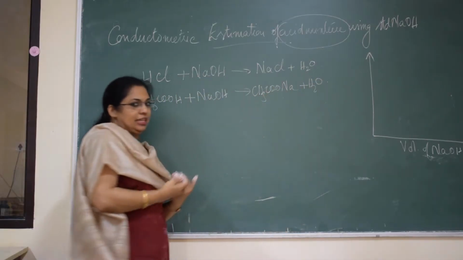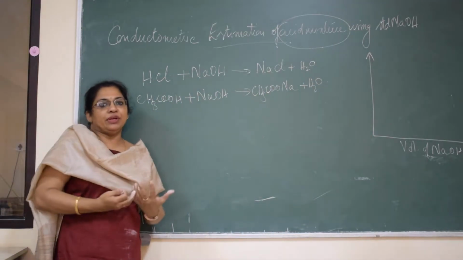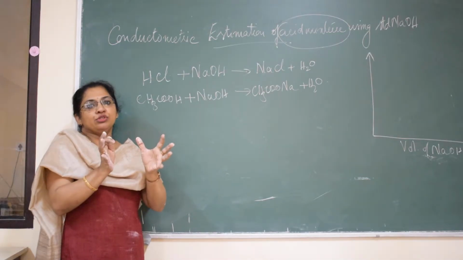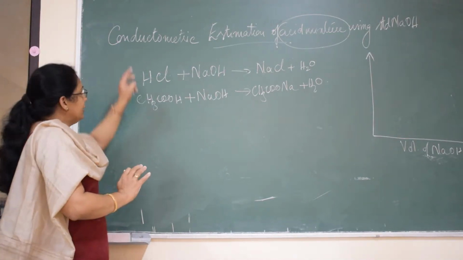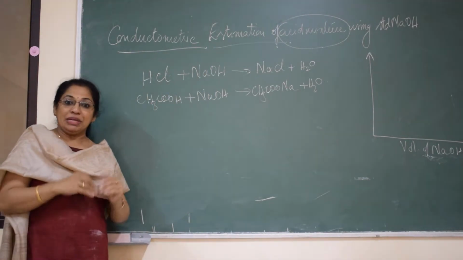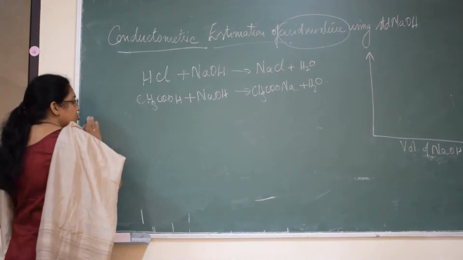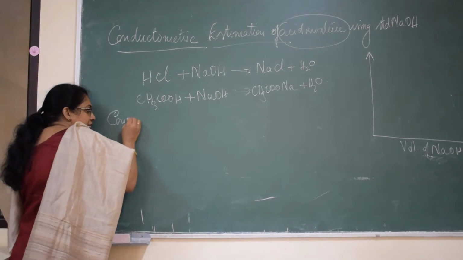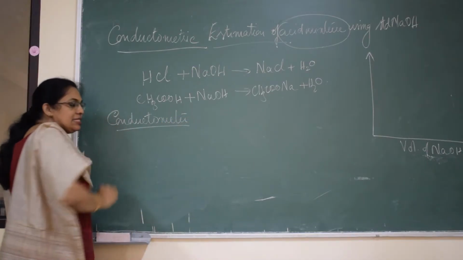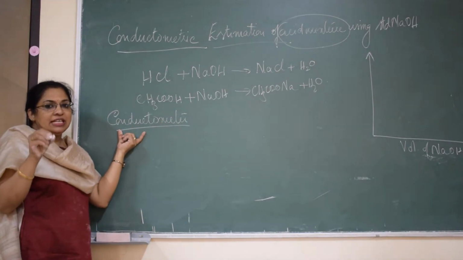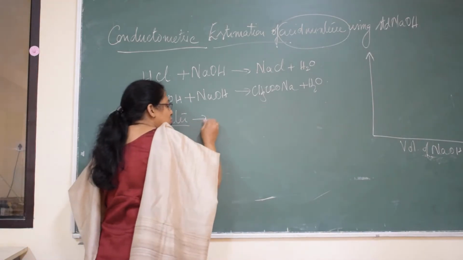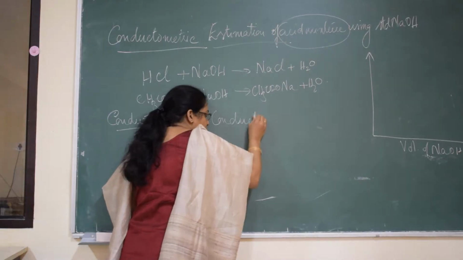So this is the reaction taking place, and our job is to find out the amount of both HCl and acetic acid in a given solution, but we are going to do it in a different manner, that is by using conductometric estimation. What do you mean by conductometric estimation? That means I am going to use an instrument called a conductometer. So today's instrument name is conductometer. As the name says, a conductometer measures the conductance of the solution. So I am going to measure the conductance of the solution.